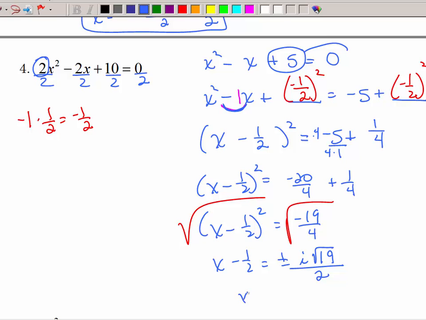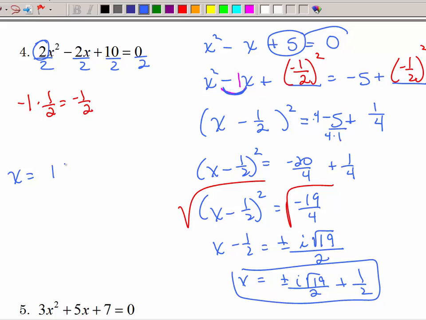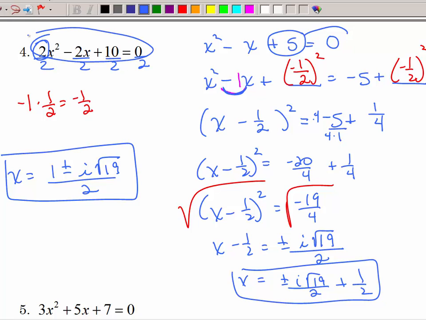And then the last step is to add 1/2 to both sides. So that's a perfectly good way to write the answer, or I could write it as one big fraction like that. How could you check your work? You could work this problem by using the quadratic formula, and you should get the same answer.